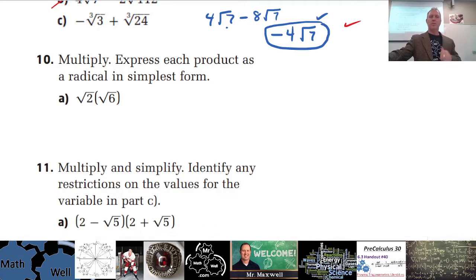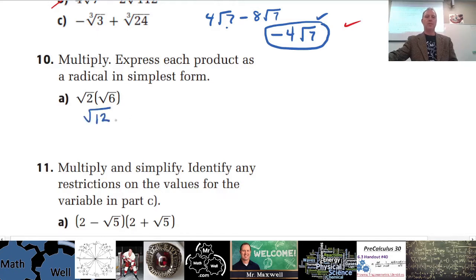Number 10 says multiply and express each product as a radical in simplest form. So root 2 times root 6. The rules for multiplying radicals: the numbers in front, you'd multiply those together, and then the numbers underneath the common radical. They both have to be the same index, but you can multiply the numbers underneath if that's the case. So this is just root 12.